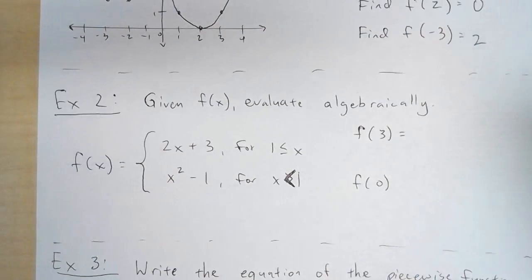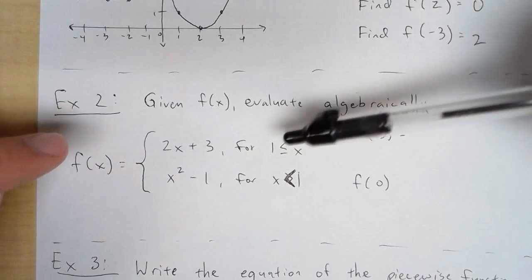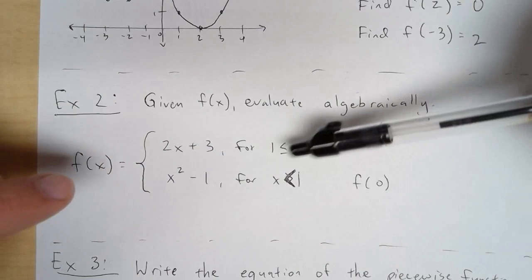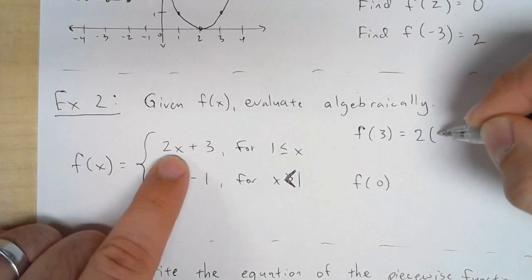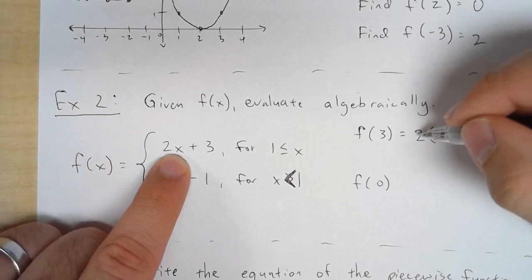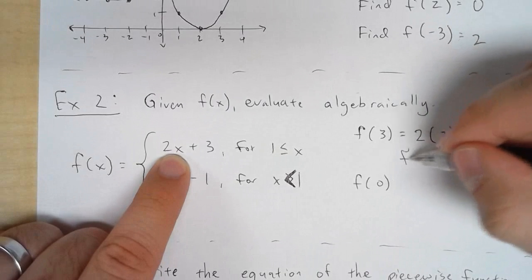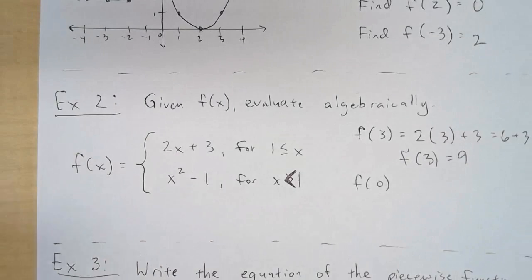So f of 3. Well, the first thing we have to figure out is which domain this equation is going to be under. So if we say f of 3, is that bigger than 1 or is it less than 1? Well, it looks like to me that 3 is bigger than 1, so we're going to use our first equation. So x is going to be replaced by 3, plus 3, which gives us 2 times 3 is 6 plus 3, which says that f of 3 is ultimately equal to 9.